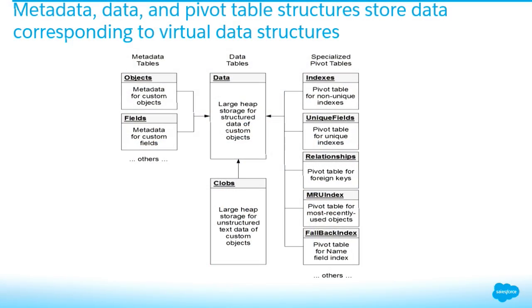So then let's have a look at actually how these things work. So this is the metadata, data, and pivot table structures that we use to store the information inside of our system. So if you see here, we have the objects on the left and the fields. We have the data itself with some CLOBs, that's character large objects. We'll talk a bit about those as well. On the right-hand side, we have all of the different pivot tables, so indices, unique fields, relationships, most recently used indexes, the fallback indexes, etc. Now, a character large object are your long text fields, so your rich text fields, your long text fields, and those types of things. And your data is just currently one big lump. Let's go through this in detail now.